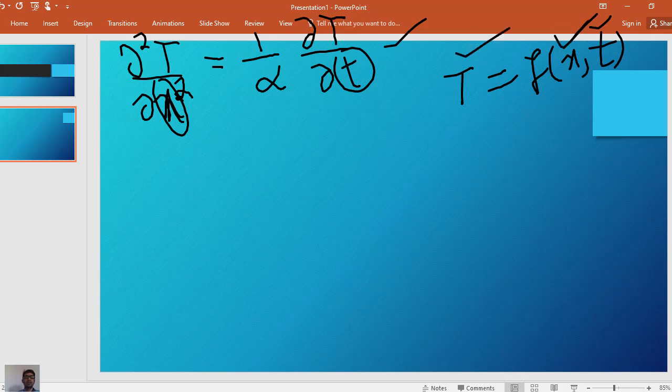This is a second order partial differential equation, and it cannot be solved by the separable variable method. It is not easy to solve by that method. So we will derive some differential equation which can be easily solved by the separable variable method. We will use some relations to get an ordinary differential equation, and then solve it to get the relation between temperature, x and time. Suppose this is equation number 1.